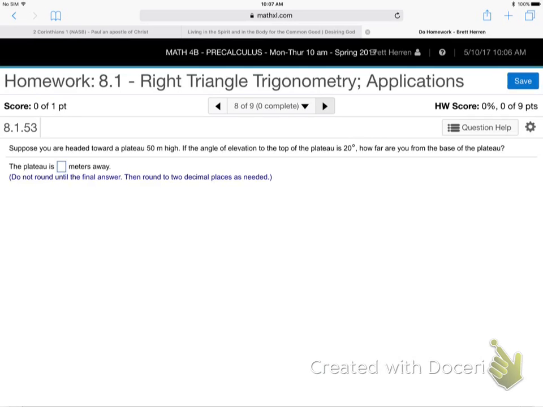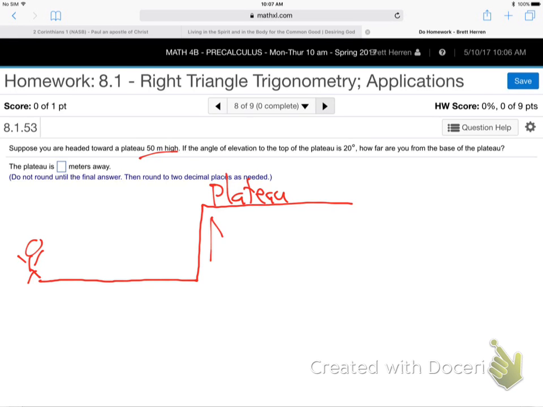All right. Suppose you're headed toward a plateau, 50 meters high. That'd be like you're cruising, and then there's a mountain up ahead or something. So you're here, getting the idea what they're doing. This is the plateau. A plateau is a flat spot, like on a mountain, right? It just means a flat, raised up spot. So you're walking along, and you see this plateau up ahead, and it's 50 meters high.